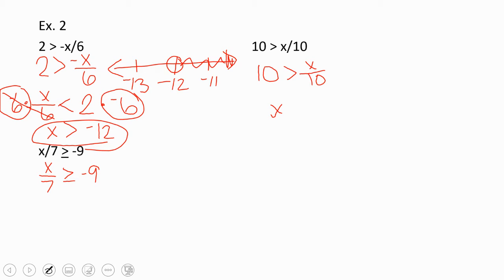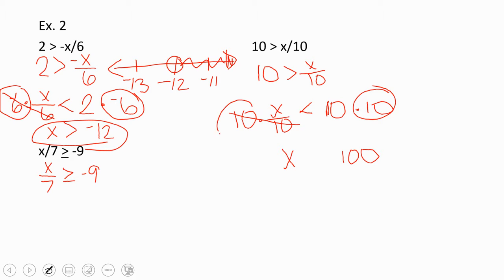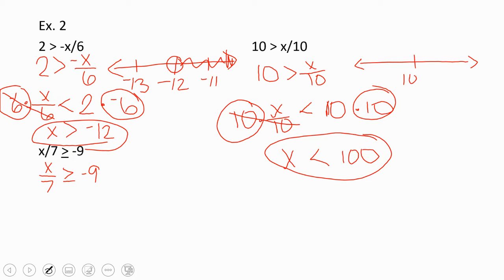Alright, so I'm going to flip this so my variable is on the left. Alright, x divided by 10. So to get x by itself, I need to multiply by 10. Always multiply by what's in the denominator. So 10 times 10. Since I'm multiplying by a positive, my sign will stay the same. And then graph it. Strictly less than, so open circle, shading to the left.